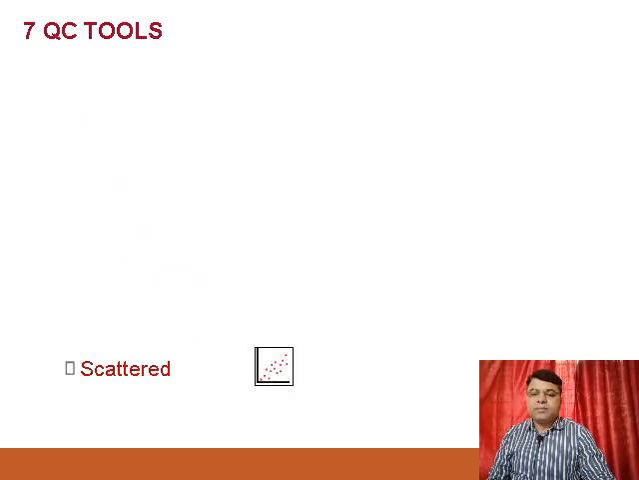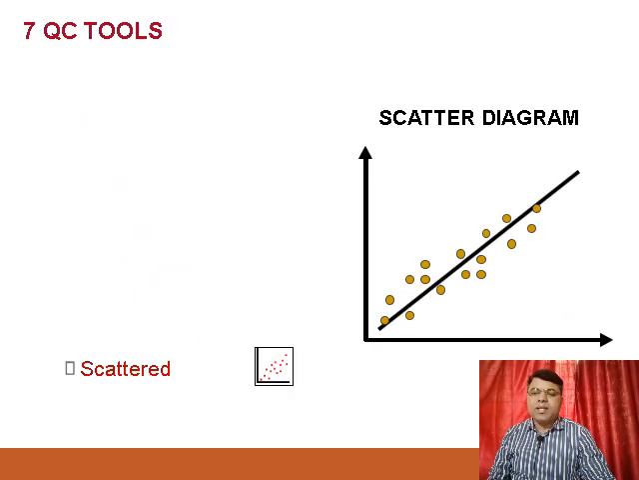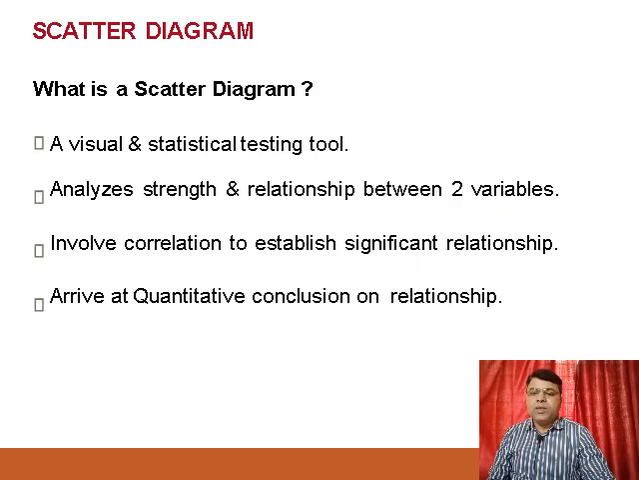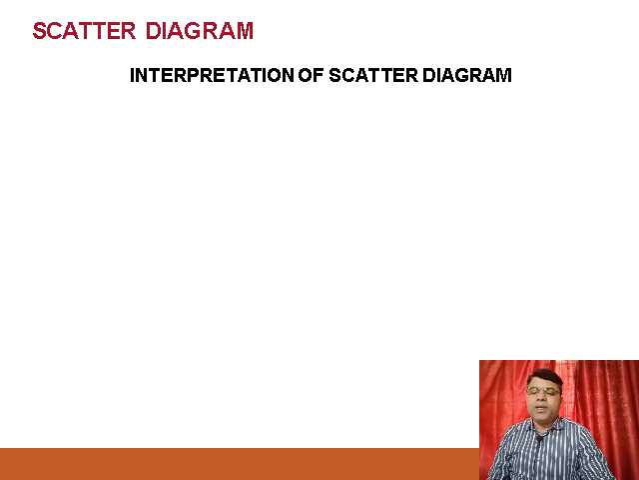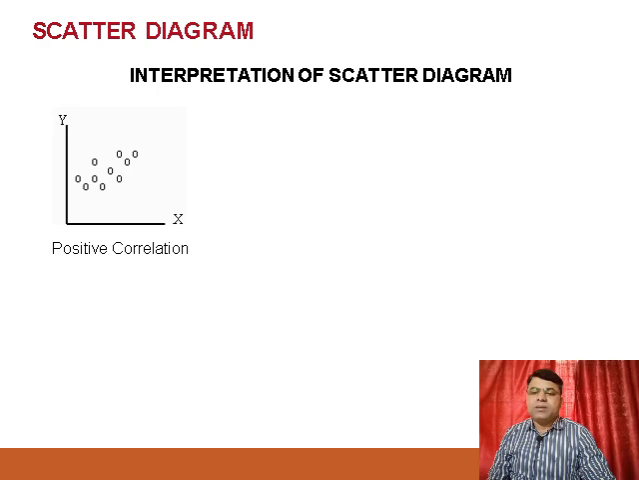Next is the scatter diagram. The scatter diagram is a visual and statistical testing tool. It analyzes the strength and relationship between two variables. It is a statistical tool. So we can use this tool to find out the correlation, the significant relationship. In this tool, we can find out the relationship of problems or relationship of non-conformities to each other.